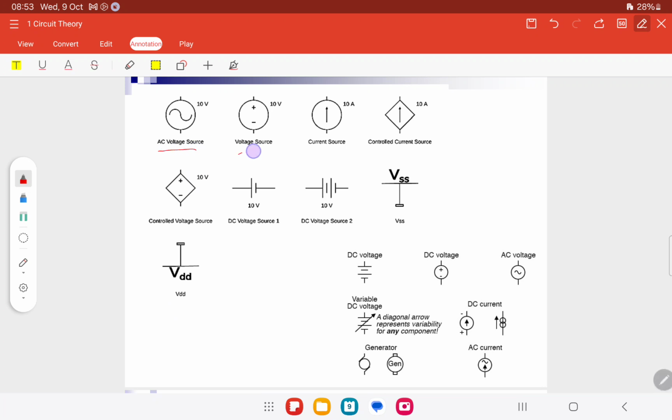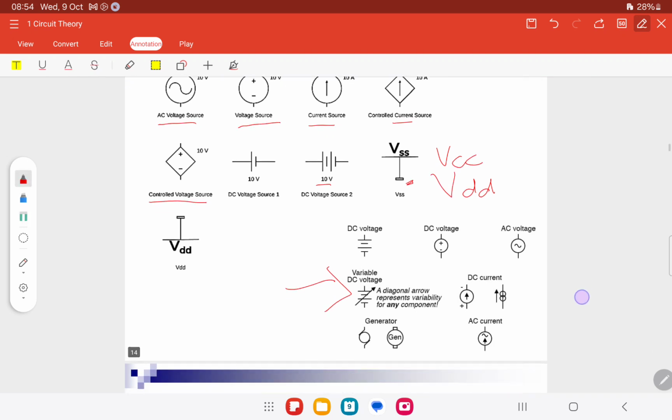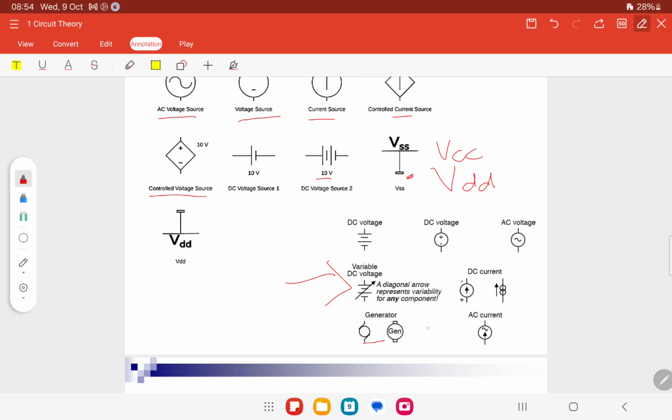This one is AC, this one is DC. This is control, dan dia boleh ada juga lagi satu macam ni. This one, bila dia ada anak panah tu, it is variable, meaning that dia boleh vary the value. Okay, dia boleh ada minimum and maximum. Okay, this is for current source. Ini, this one is VSS. Sometimes dia boleh jadi VCC, VDD, depends. VDD. Okay, and yang bawah ni pun sama.